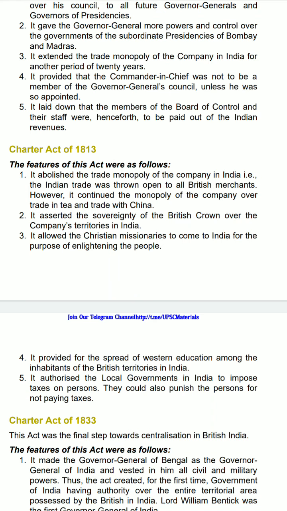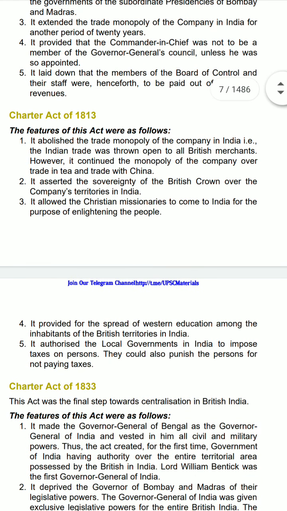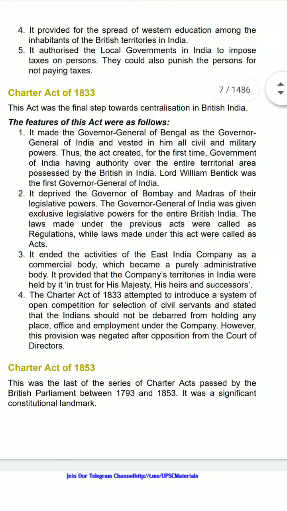It asserted the sovereignty of the British Crown over the company's territories in India. It allowed Christian missionaries to come to India for the purpose of enlightening the people. It provided for the spread of Western education among the inhabitants of British territories in India. It authorized the local governments in India to impose taxes on persons. They could also punish a person for not paying taxes.